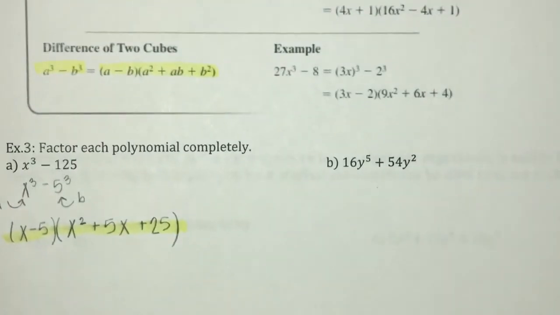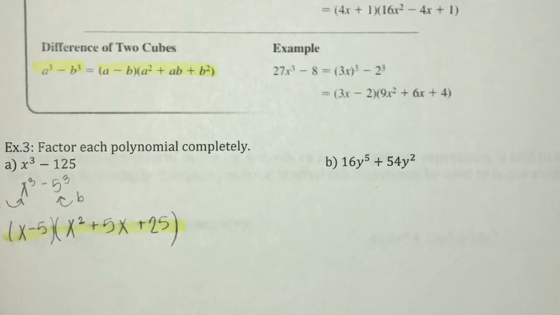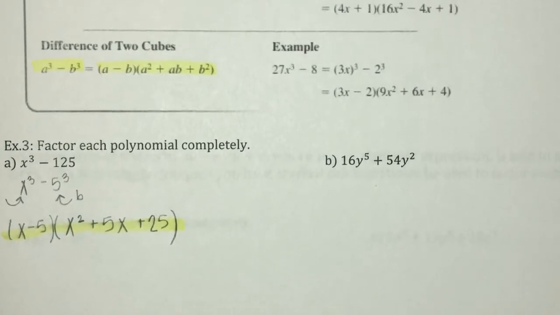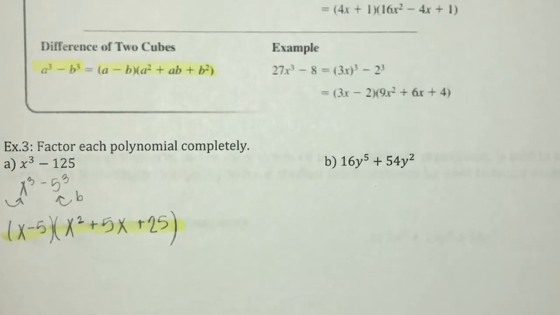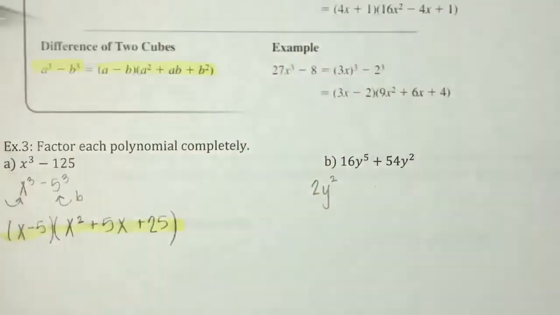And then for b, 16y squared plus 16y to the 5th plus 54y squared. So you check for greatest common factor. I know I can divide them all by at least 2 because they're both even. If I divide 16 by 2, I get 8, but if I divide 54 by 2, I get 27. So I can only pull out a 2. That's the biggest number that I can factor out, along with y squared, since each of them has at least y squared. So I'll factor out a 2y squared.